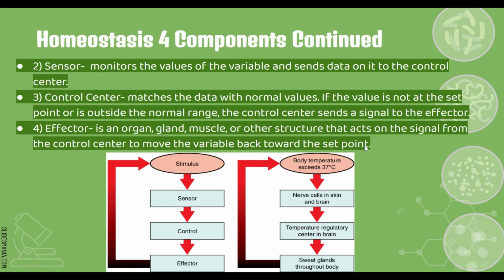So I know that's a lot of definitions, a lot of words, but this is just a little diagram that shows what's happening, right? You have the stimulus. In this case, body temperature exceeds 37 degrees Celsius, so it is getting hot, right? The sensor, the nerve cells on the skin and in the brain, those are the sensors right there. That's what's going to sense that it is too hot in here for my body.